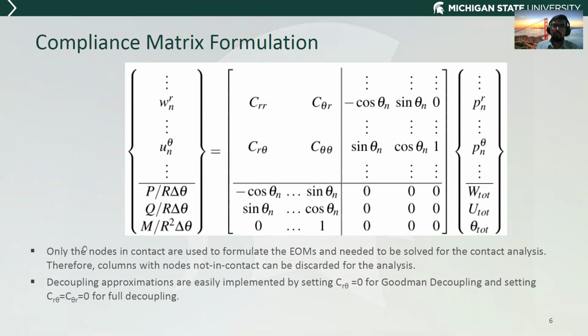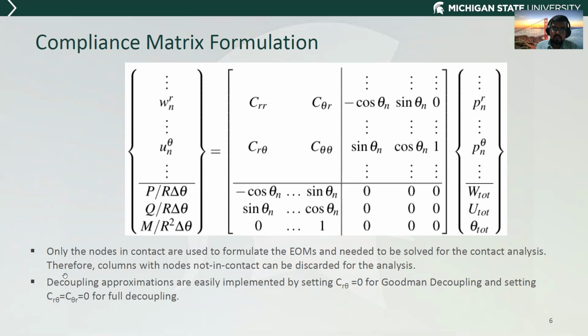The important thing to note here is that only nodes in contact are used to formulate the equations and need to be solved for the contact analysis. Therefore, the columns with nodes not in contact can be discarded from the analysis, and that can reduce the size of the compliance matrix and reduce the complexity of the problem.